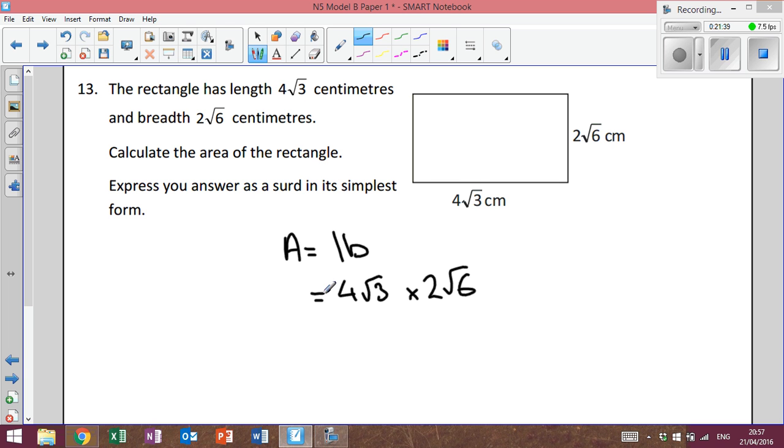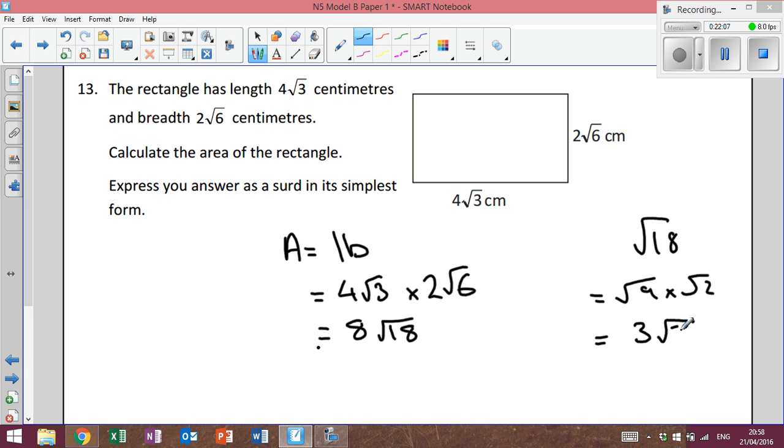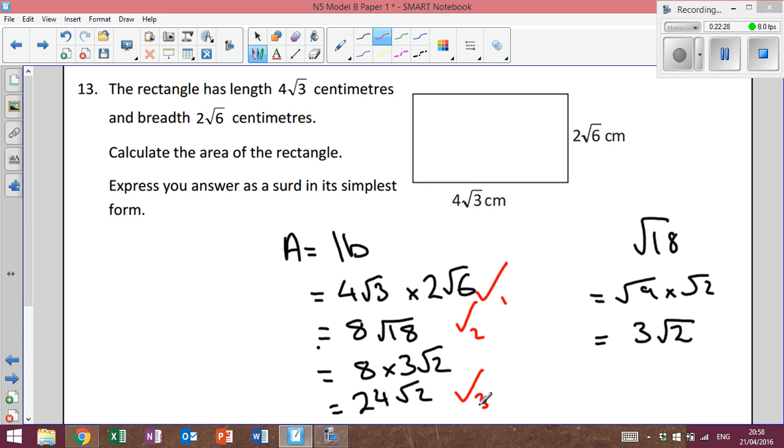Multiplying this, I'm going to do 4 times 2 because they're both numbers, which makes it nice and easy. So it's 8 root 3 times root 6, which is root 18. But it wants a surd in its simplest form. We know root 18 we can simplify. It's going to be root 9 times root 2, because 9 is a square number and a factor of 18. Root 9 is just 3, and root 2 you can't do, so that stays. So that's 8 times 3 root 2, and 8 threes make 24, so it's 24 root 2. You get one mark, nice and easy, just for having your times in to get the area. A second mark for doing this multiplication of the surds properly, and a third mark for simplifying.